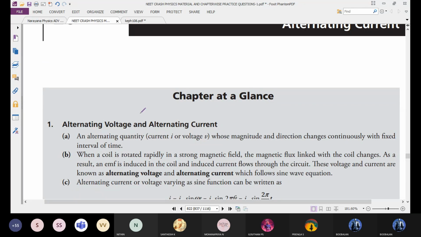So what does alternating current mean? The magnitude and the direction change continuously with a fixed interval of time. Current and voltage are two kinds of quantities. Magnitude as well as direction will change continuously, so it is called alternating current and alternating voltage. Alternating voltage means the voltage value is changing and the direction is also changing. Alternating current means the current magnitude is changing and the direction also changes continuously. This word is very important: continuously, with a fixed interval of time.